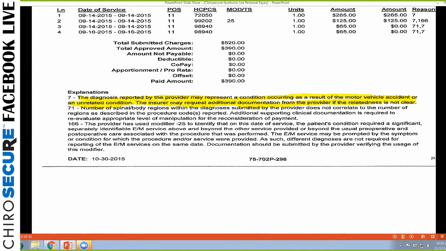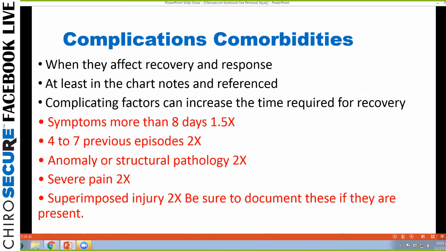Now, the problem is people worry that trauma is only going to give you a limited number of visits. Well, certainly a sprain strain, by all intents and purposes, should probably get better in 6 or 8 weeks, even without care to some extent. So therefore, what is it about the severity? What is it about other complicating factors? And I think this is where we have a problem. Remember, there are complications. There's more than just sprain and strain. When they affect recovery, make sure they're included, at least as part of the chart notes.